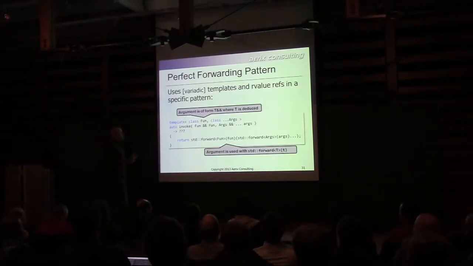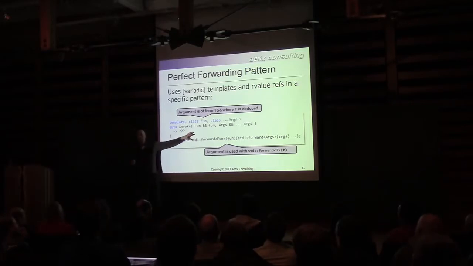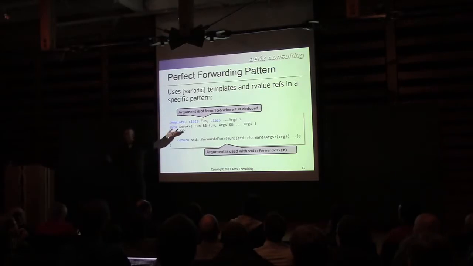Okay, now here's perfect forwarding. This is just a pattern. This is one place where it's okay to use R-value references aside from move constructors and move assignment operators. Just memorize this pattern and use it as is, okay? And put that in your back pocket.